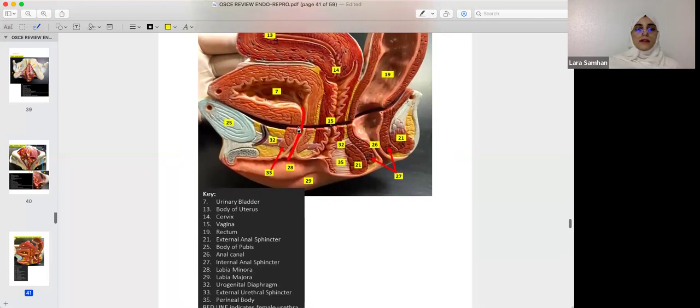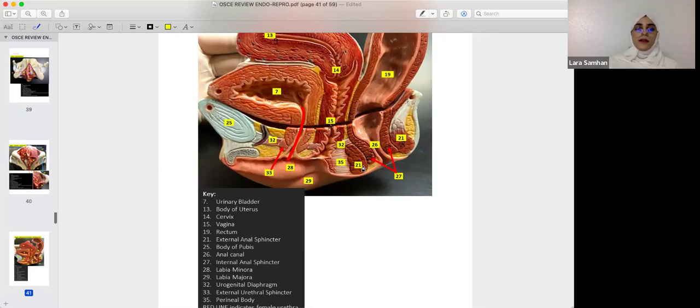Okay, we have in here the urogenital diaphragm, number 32, as we said. All those things help in lifting the pelvic muscles in general. What else? We have in here, this is the external sphincter, as we said. Number 26 is the anal canal. Number 27 is basically the internal anal sphincter.